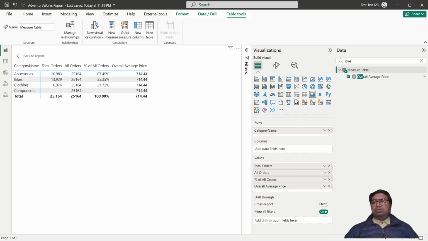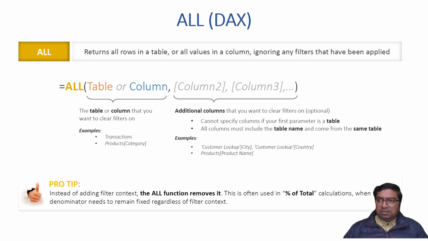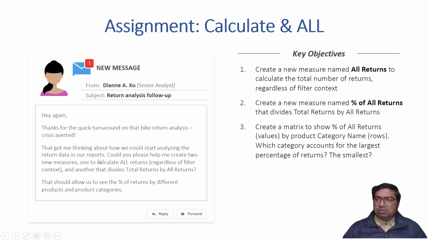We'll do one thing first, deep dive more on this. Let's take an assignment. I'll just open the assignment. Let's suppose you're working somewhere in any company, and the company senior manager comes to you and asks any questions, as we did earlier, about some analysis, and they give you some thanks and ask some more questions. They want you to create two more measures. In one measure, calculate all the returns regardless of the filter context, and another one is total returns by the all returns, right?